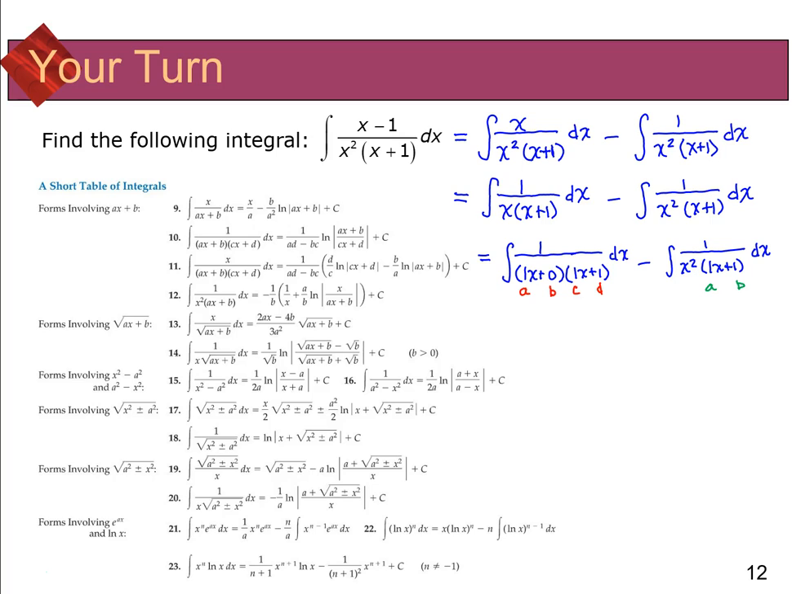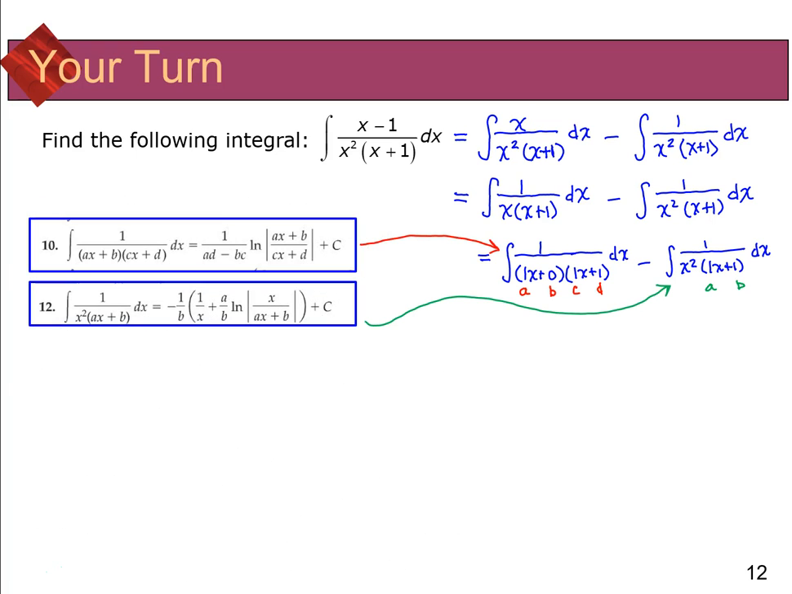And as you see that, knowing that I'm going to let a be 1, b be 0, c be 1, and d be 1, the first one fits formula 10 really nicely. And the second one fits formula 12 very nicely if I consider a to be 1 and b to be 1. So that's what I mean by sometimes taking a really good look at it, because we have to keep in mind that a 1 as a coefficient is not typically written. A constant being added that's 0 is, again, typically not used.